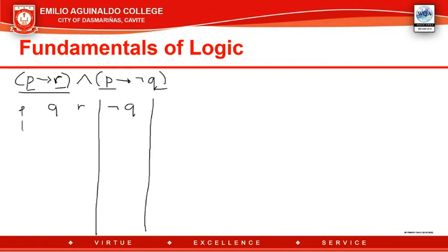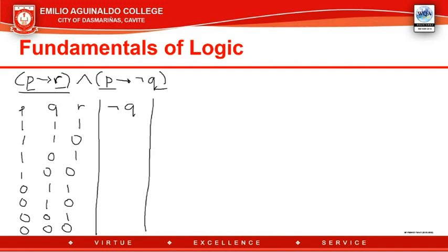Okay, let's start with 1, 1, 1. Next is 1, 1, 0. So 1, 0, 1. 1, 0, 0. Next is 0, 1, 1. 0, 1, 0. 0, 0, 1. And lastly, we have 0, 0, 0.